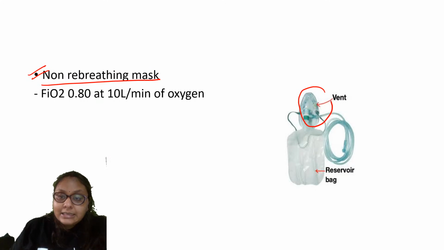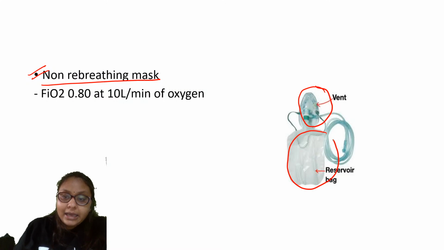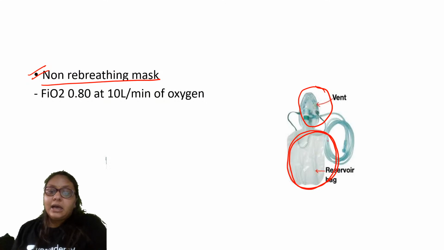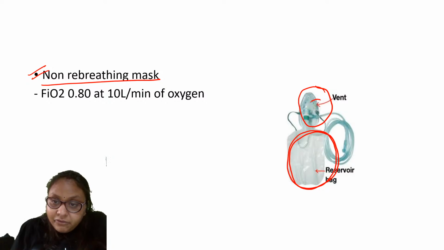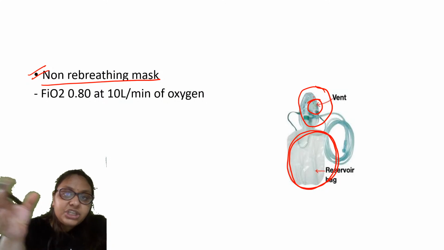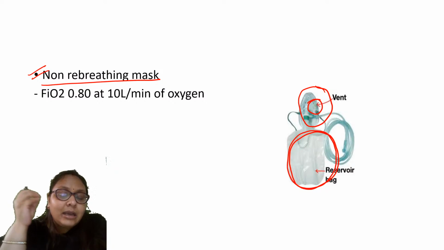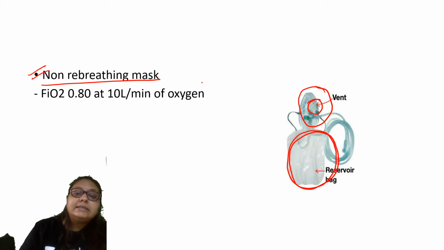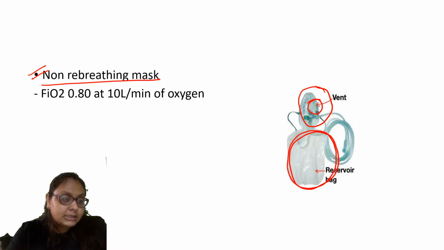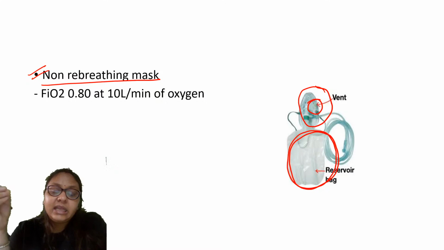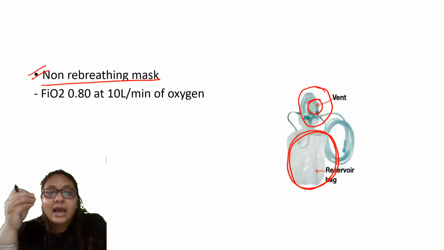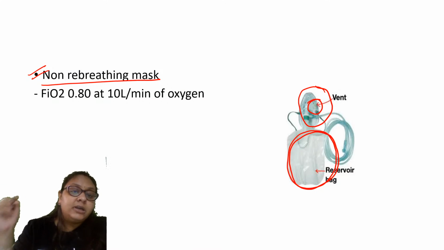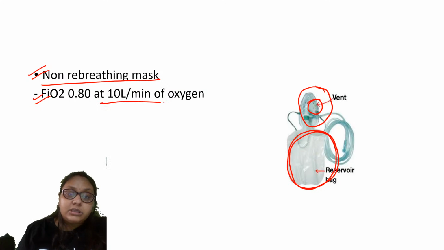Remember, if with the mask this reservoir bag is present, and if this vent, through which the expiratory gases can come out into the atmosphere, is present, then this is the non-rebreathing mask. It gives the maximum amount of oxygen concentration. FiO2 is 0.8 at 10 liters of oxygen.